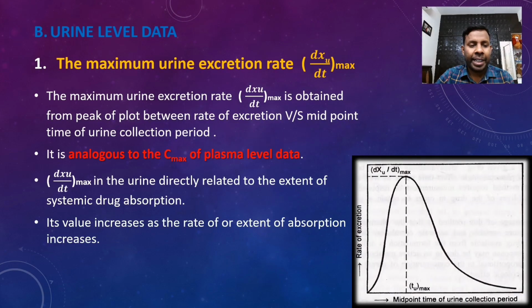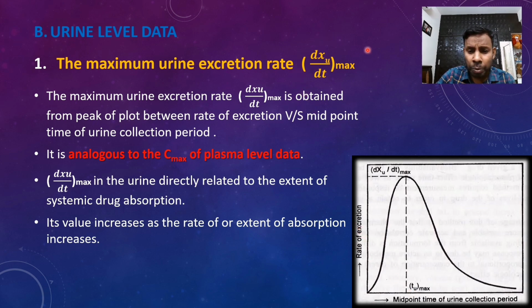After plasma level data, next is urine level data. In that, the first point is dXu/dt max, meaning the maximum urine excretion rate. See, this graph is plotted between the midpoint of the urine collection period and the rate of excretion. So this graph is the same as the plasma data. There, this point was Cmax, here this point is dXu/dt max. In plasma data this point was Tmax and here this point is Tu max.